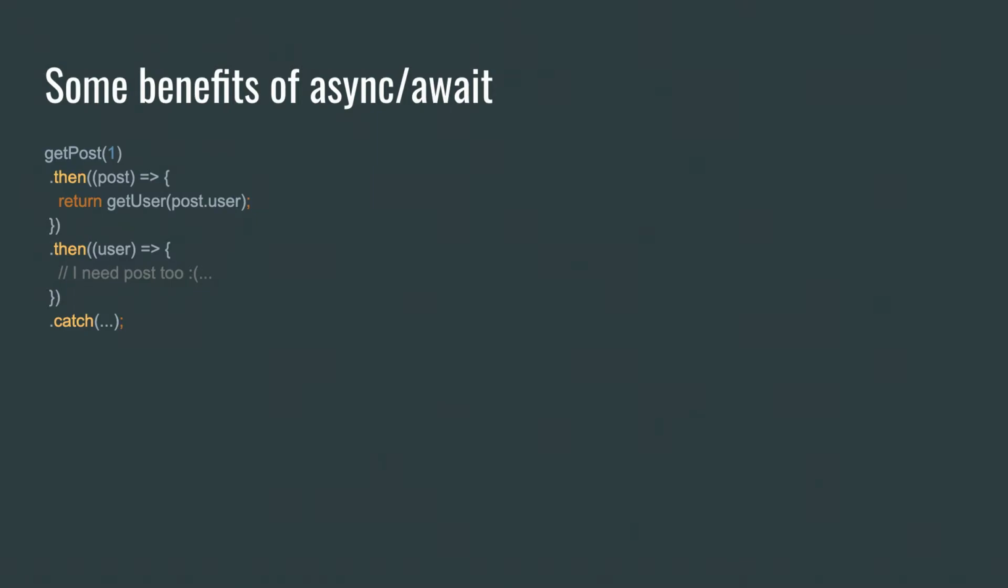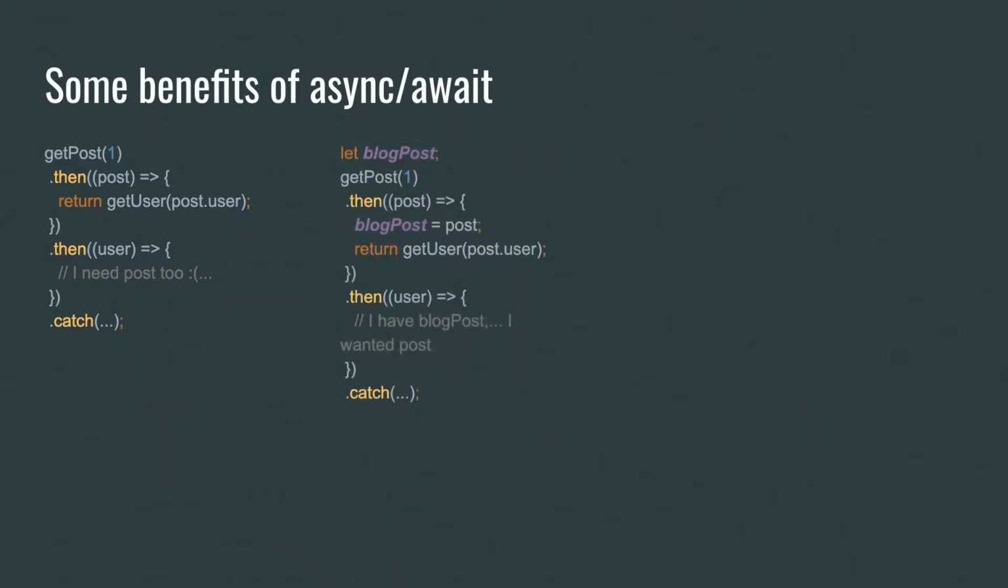So the benefits. For example, here we get a post, and after that we use post.user to retrieve the user. And in the next step, I need the post too. It's not available. So either I need to wrap it in an anonymous function and pass it down twice, to both user and post, or I can create a semi-global variable, which sucks. I would treat it almost like a global variable.